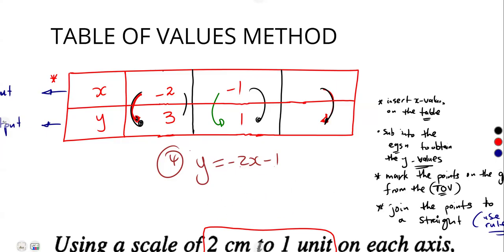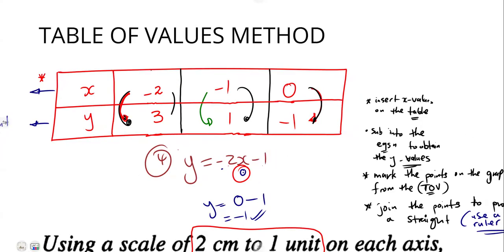And let's try when x is 0 here. Minus 2 times 0, that's a 0, minus 1. So y is going to be minus 1. We have that one on our output values. So when x is 0, y is minus 1. Just like that, mark the points as before.